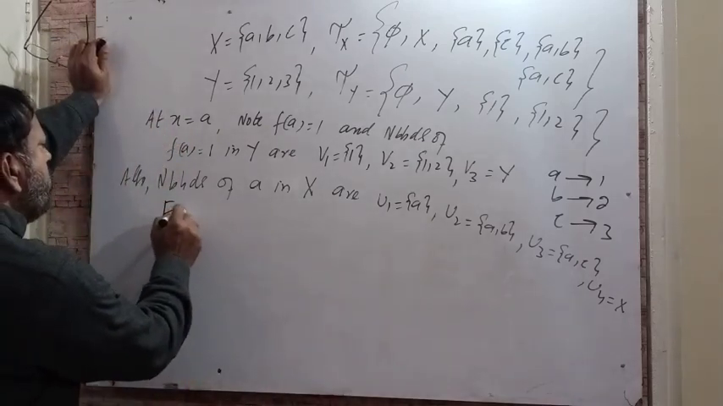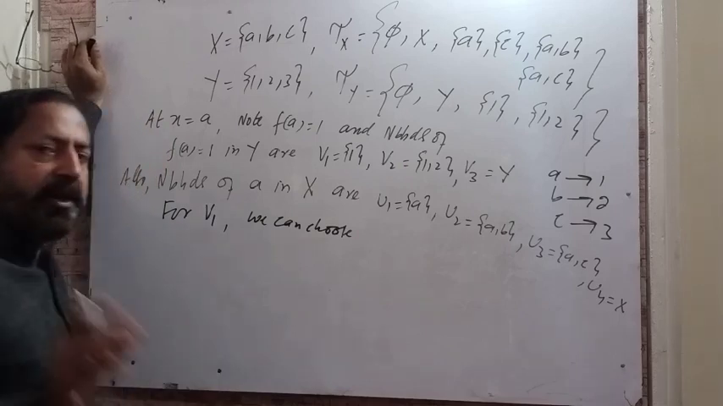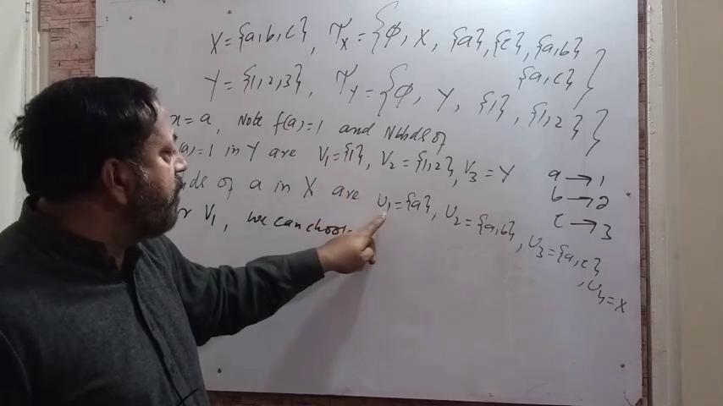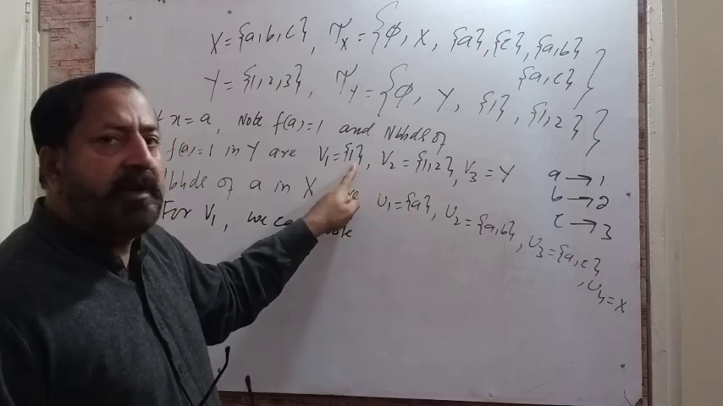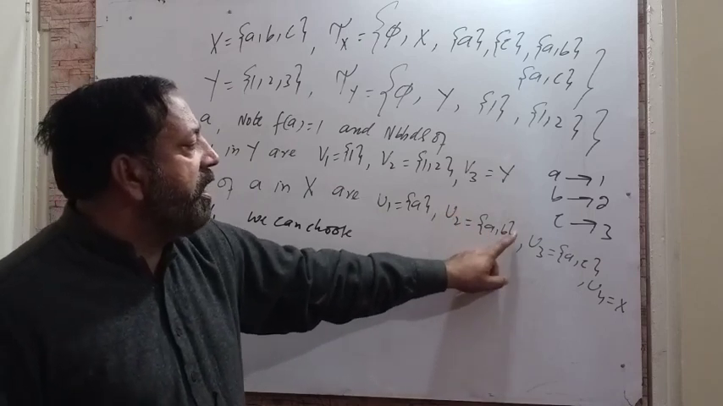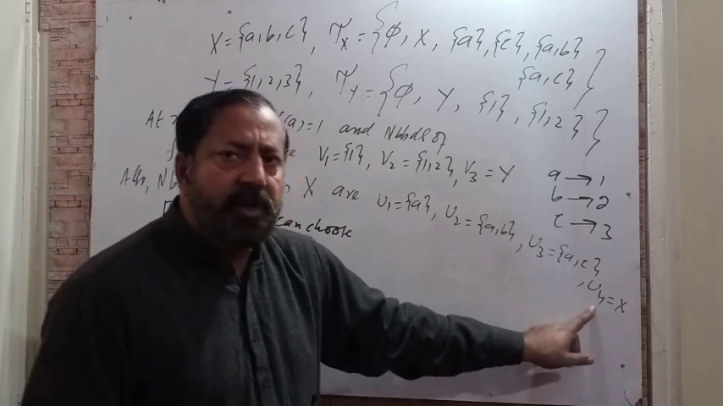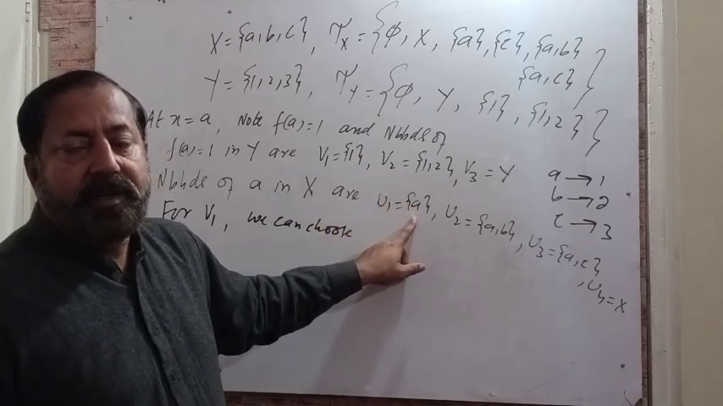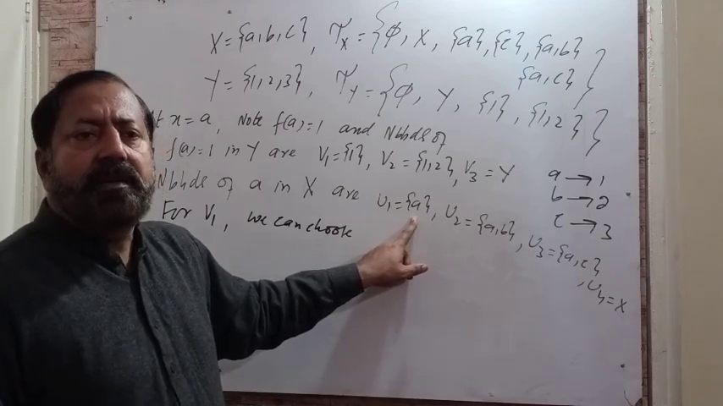Okay, so for v1, we can choose, you need to be a little clever because you know v1 is {1}. You can choose u1 because f of u1 is f of a, this is 1 and 1 is contained in {1}. You cannot choose u2 because if you choose u2, then f of u2, basically f of {a, b}, is {1, 2}, which is not contained in v1. So you should not choose u2 or u3 or u4. You can choose u1. So for v1 you have only one choice, that is u1. The definition is satisfied. That's why we will leave v1.